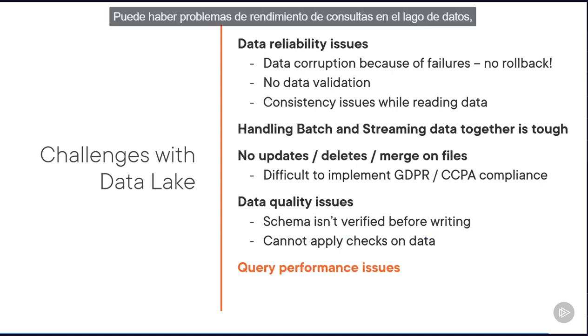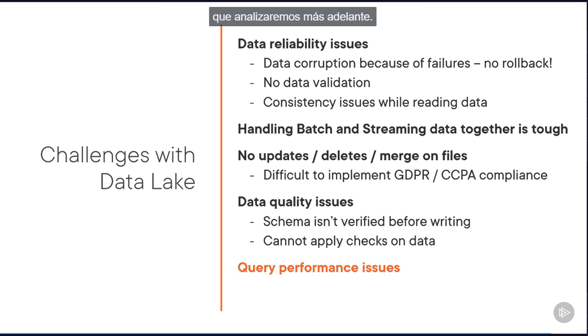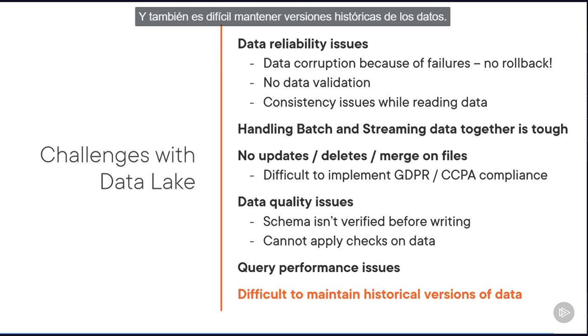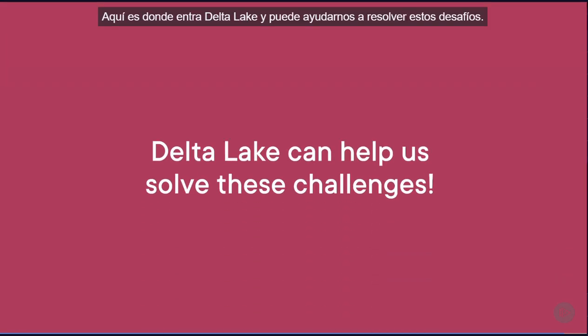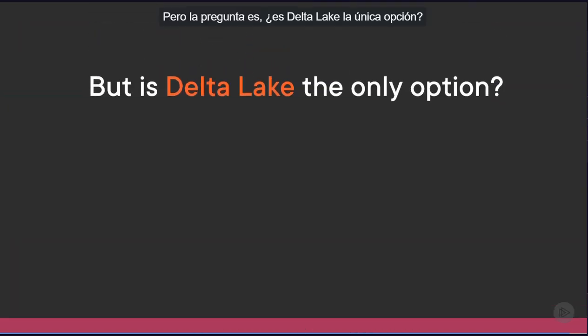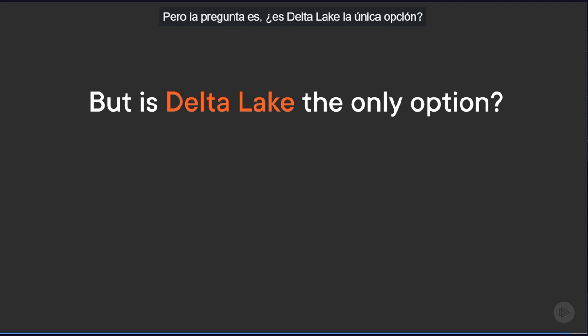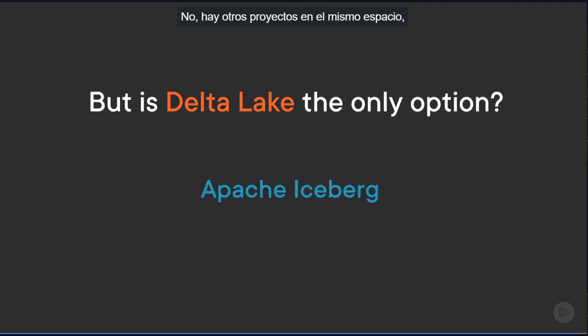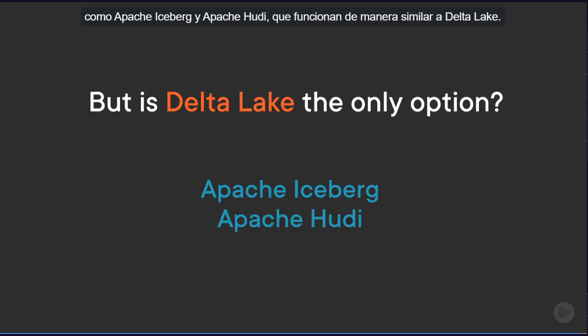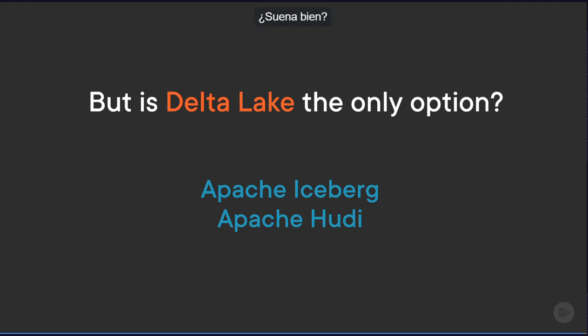There can be query performance issues on data lake, which we'll be discussing later. And it's also difficult to maintain historical versions of data. So because of this, storing data in data lake becomes challenging. This is where Delta Lake comes in and can help us solve these challenges. But the question is, is Delta Lake the only option? No, there are other projects in the same space, like Apache Iceberg and Apache Hudi, that work similarly to Delta Lake. Sounds good?